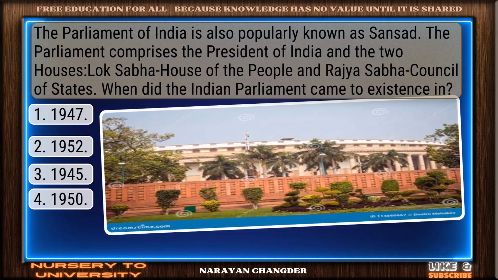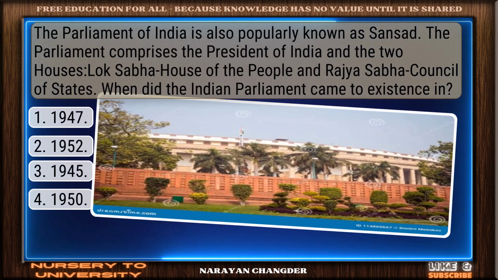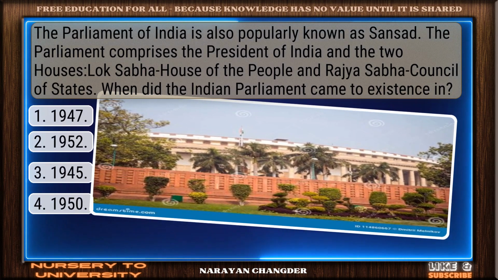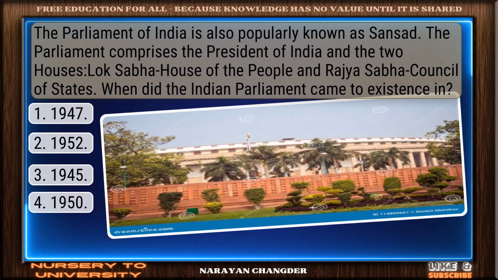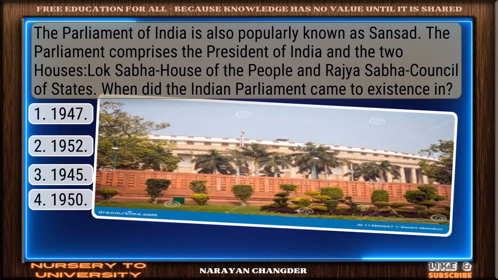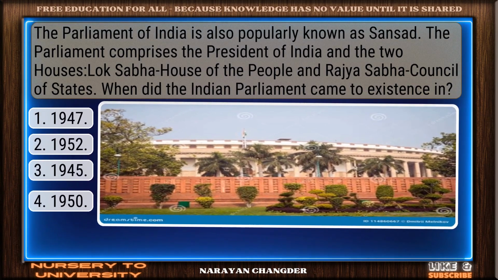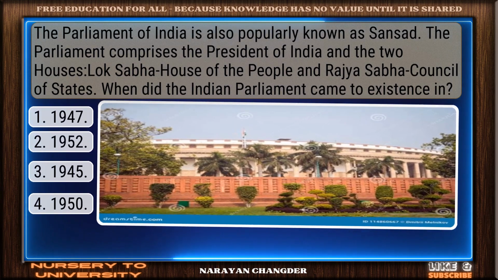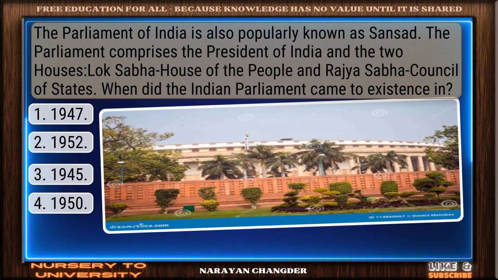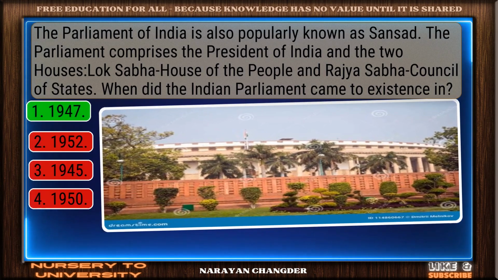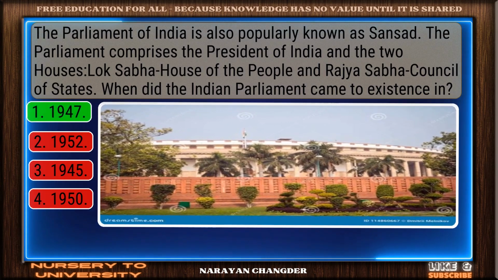Question number 1. The Parliament of India is also popularly known as Sansad. The Parliament comprises the President of India and the two houses: Lok Sabha, House of the People, and Rajya Sabha, Council of States. When did the Indian Parliament come into existence? Valid point, 1947 is true.